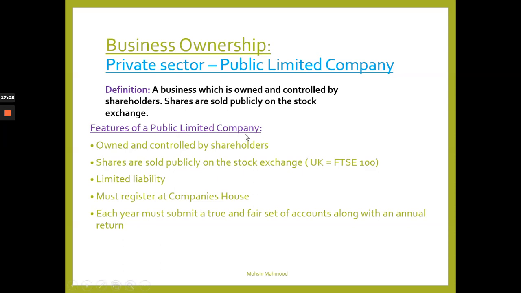Features of a public limited company. So owned and controlled by shareholders, so similar to private limited companies. However, the main difference is that shares are sold publicly on the stock exchange. Right, so anyone and everyone can buy shares in public limited companies. Okay, now normally people don't just buy one or two shares, people buy hundreds or thousands of shares, or even tens of thousands of shares.